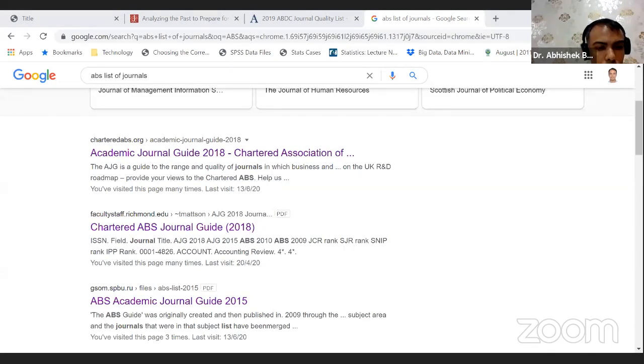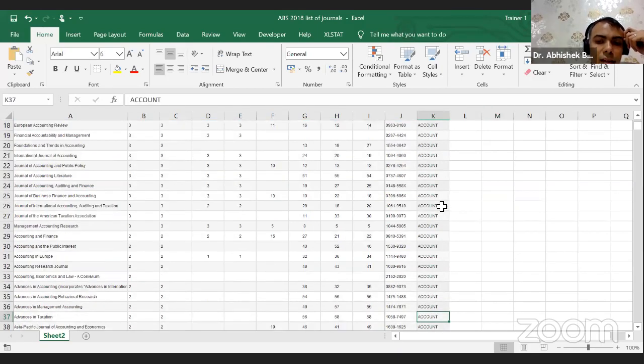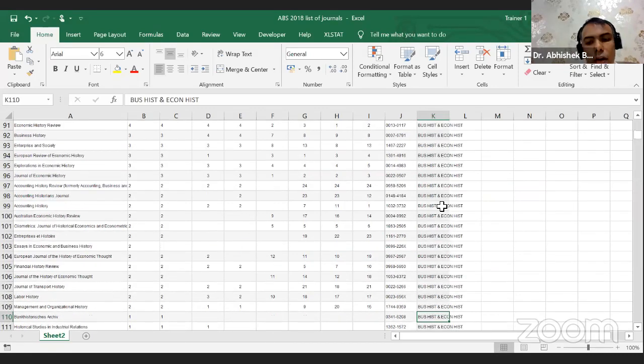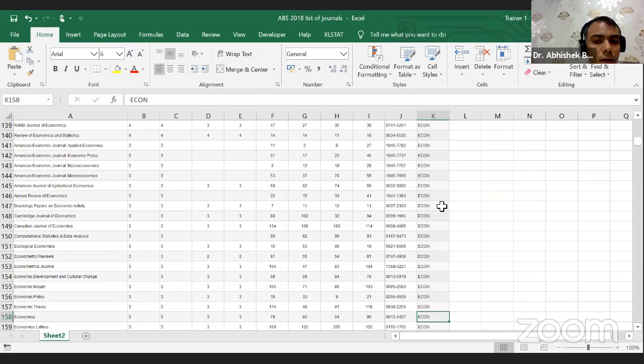And whenever you are doing your review, please read both the lists, and then start deciding your journal. So let me share this screen also with you. That's my ABS list. Everybody can see that. In 2018, these are my 4-star journals in the area of accounting. If I keep scrolling down, after accounting I will see a new set of journals, which is business history and economic history. If I scroll down, I will have economics. Again, it starts from 4-star journals, followed by 4, followed by 3, followed by 2, and followed by 1.